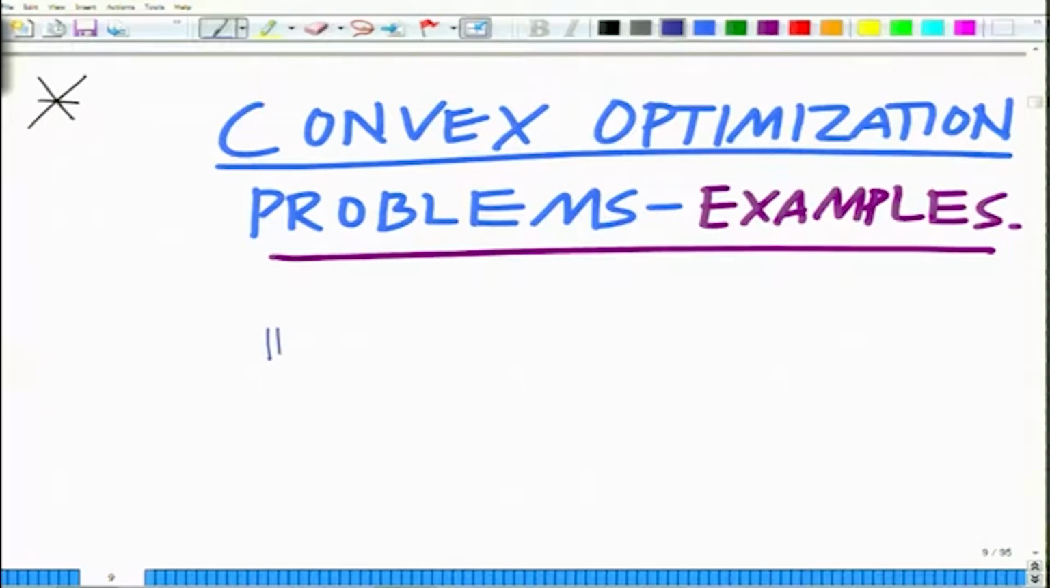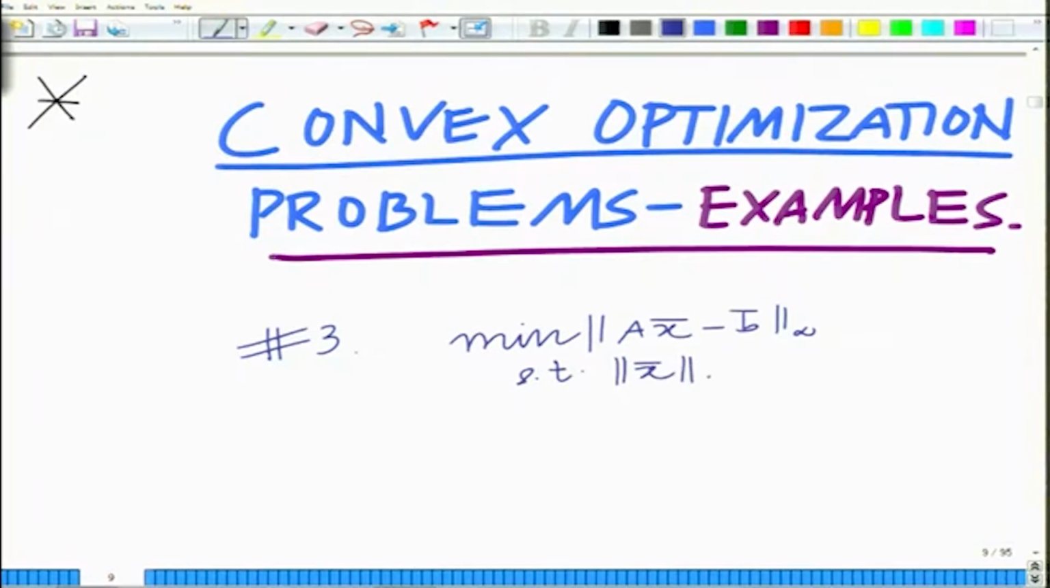So, let us look at yet another example, example number 3, that is we want to minimize the L1 norm of Ax bar minus b bar subject to the constraint that the L infinity norm of x bar is less than or equal to 1. Now, of course, this is a convex optimization problem.